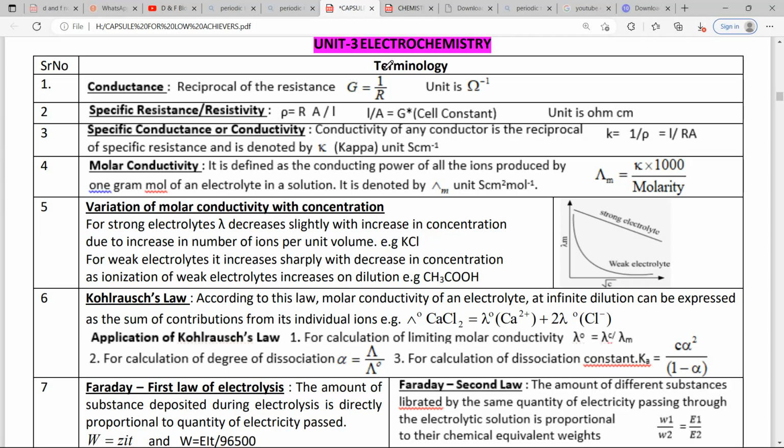Electrochemistry. The things you know in electrochemistry. Conductance. Conductance is nothing but the reciprocal of resistance. That's the opposite of resistance. G is equal to 1 by R and the unit is per ohm.